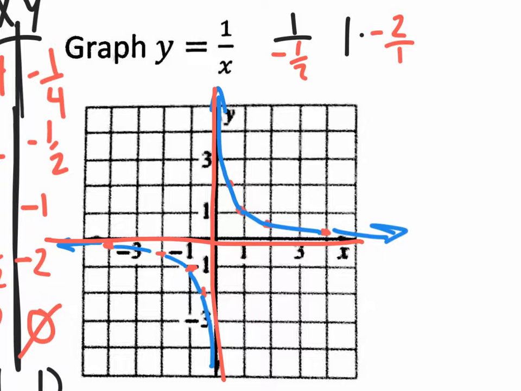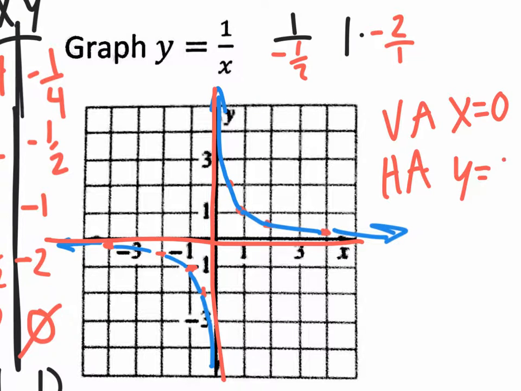Okay, so technically the vertical asymptote would be the equation x equals 0, and the horizontal asymptote would be your equation y equals 0. And finding these asymptotes makes it really easy to graph. Okay, so I hope that kind of makes sense. Now let's move on to our worksheet.